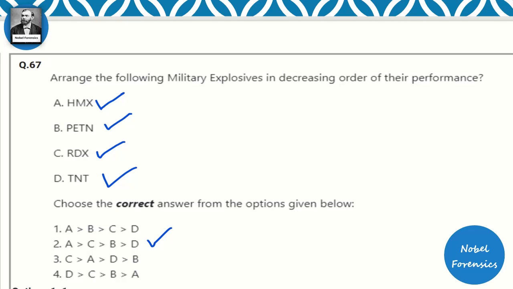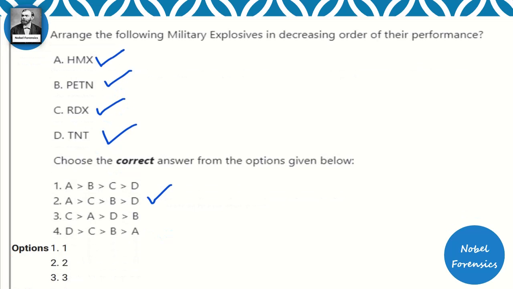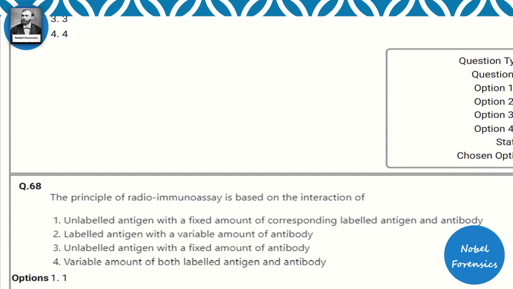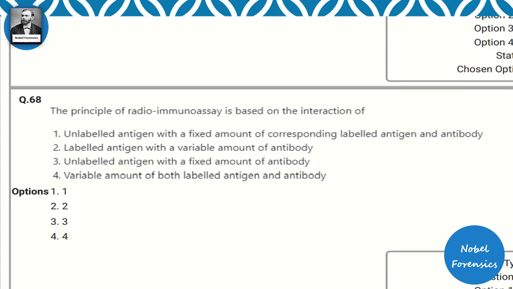Option 2 is correct. Coming to the abbreviations of these military explosives, HMX is cyclotetramethylene tetranitramine, RDX is cyclotrimethylene trinitramine, PETN is pentaerythritol tetranitrate, and TNT is 2,4,6 trinitrotoluene, and the correct answer is 2. And these abbreviations are of course previous questions from UGC NET. Then 68, the principle of radioimmunoassay is based on the interaction of... here option 1 is correct. Option 1: unlabeled antigen with a fixed amount of corresponding labeled antigen and antibody.